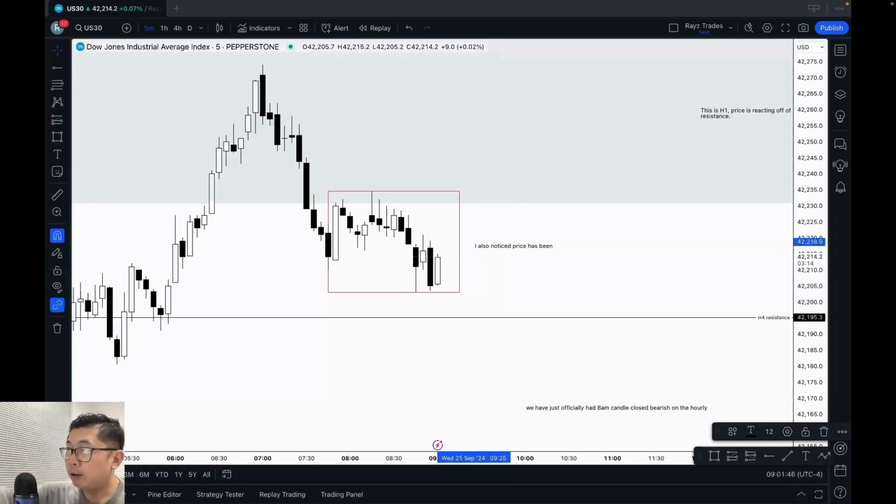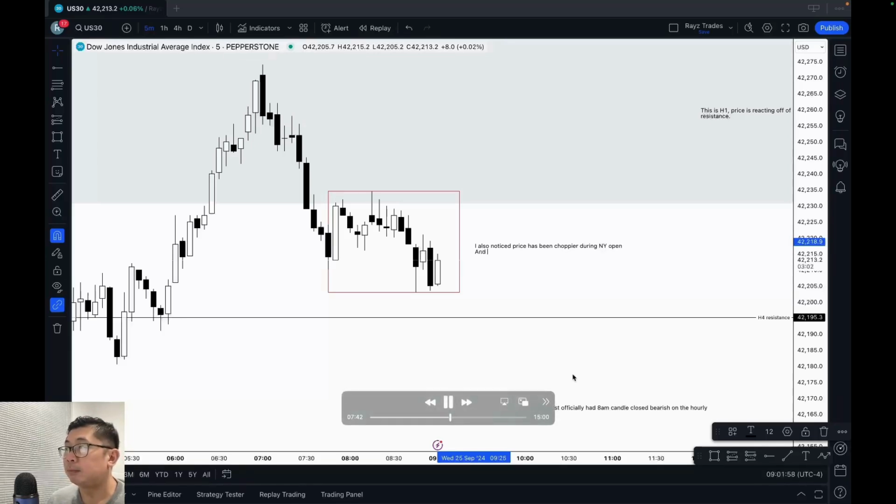Right, so I wrote here, I also noticed price has been choppier during the New York opens. Okay. And I said good setups often appear after NYSE. Yeah, so a good setup often appears after NYSE, not before. Sorry, that's what I meant. I made it sound like it was still an open sentence.